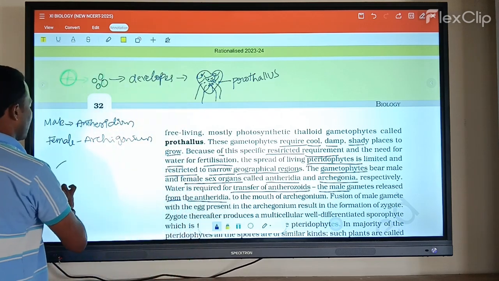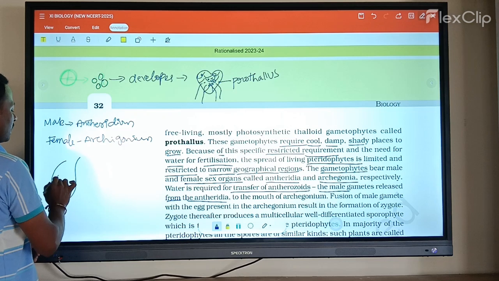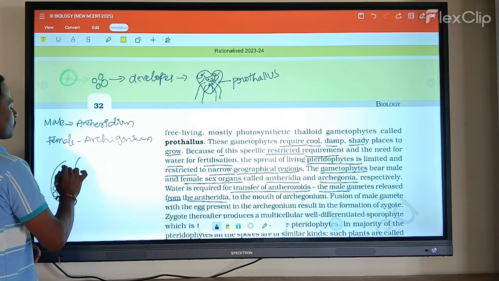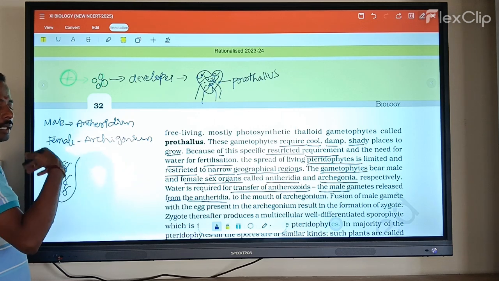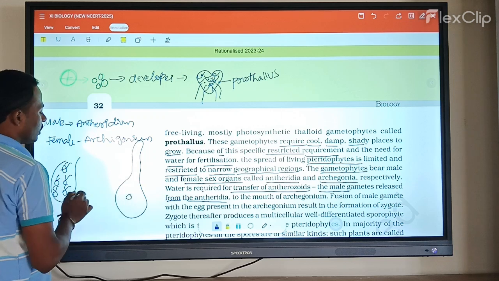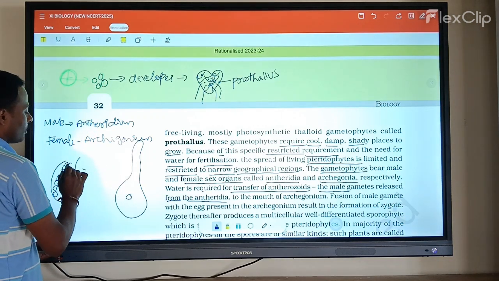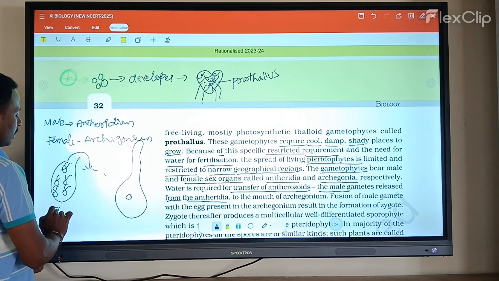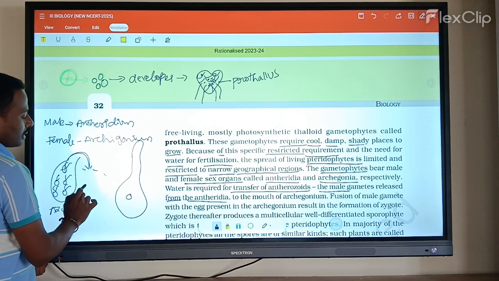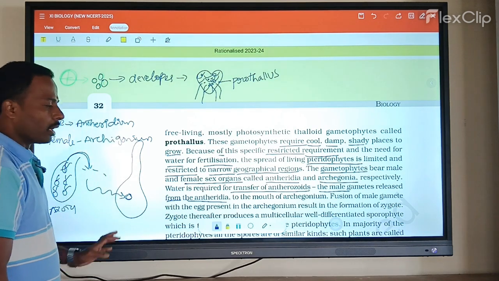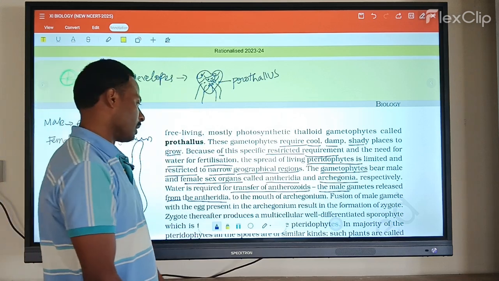For example, here we have one antheridium. This antheridium contains a number of antherozoids. How do these antherozoids reach the archegonium? Here they require water. Once released into the water, the antherozoids move and reach the archegonium, where they form a zygote.